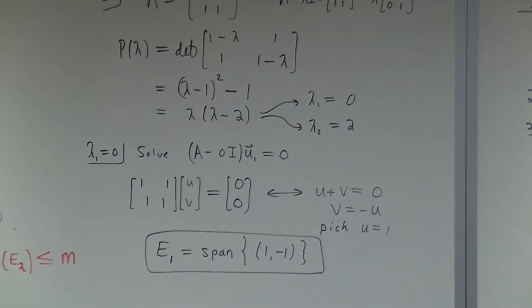We need a pair, so I mean. Yes, so how about the 2 eigenspace? What do we get there?